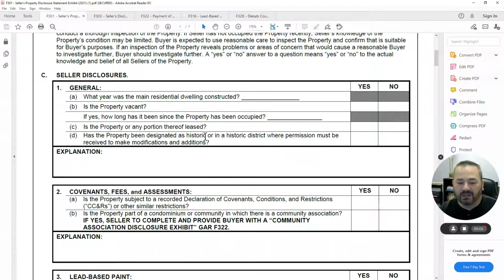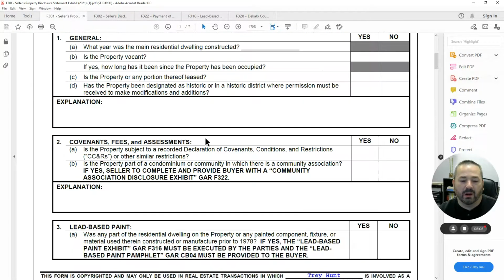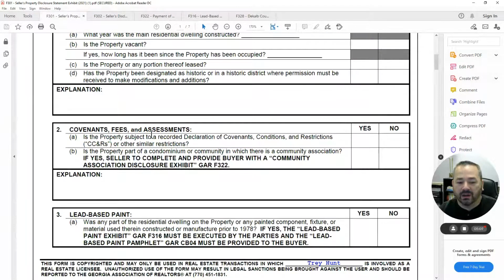Has the property been designated as a historic property? It's going to ask about covenants and restrictions. Is the property subject to CCRs, community covenants and restrictions? Those are the rules that you have to abide by when you live in an HOA community.